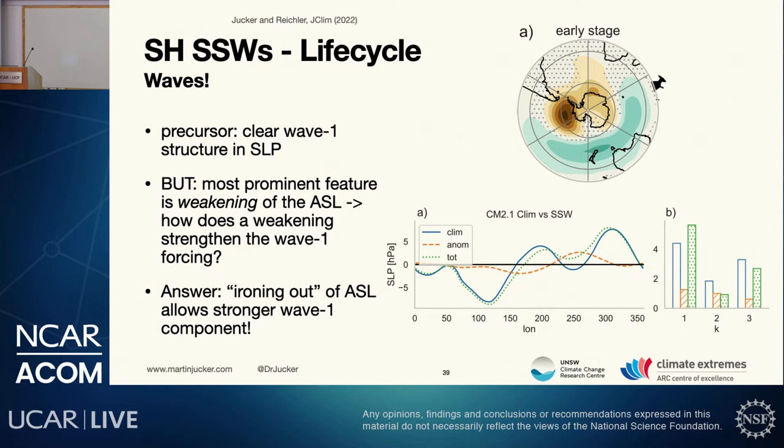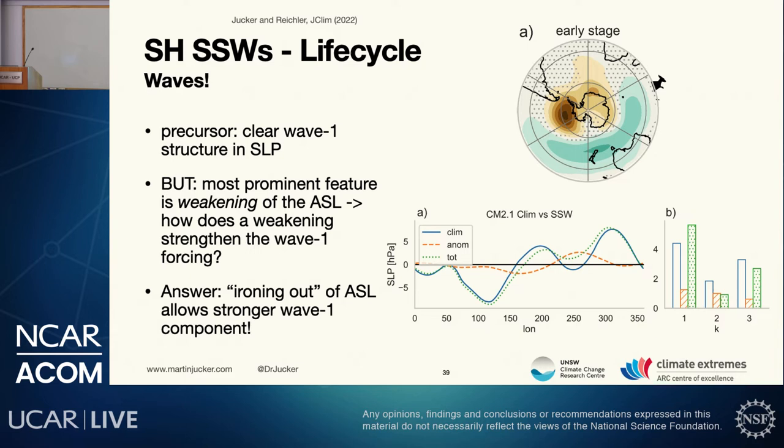Now, this anomaly, what it does is that it is maximum exactly over the Amundsen sea. But in terms of wave number, it's almost equal between wave 1, 2, and 3. But what it does, if you sum the two up, and that's the green line, what happens is that this smaller scale feature of the Amundsen sea low gets ironed out, thanks to the anomaly. And as a result, the green stuff, which is the total, has a larger wave one component and a smaller wave three component.